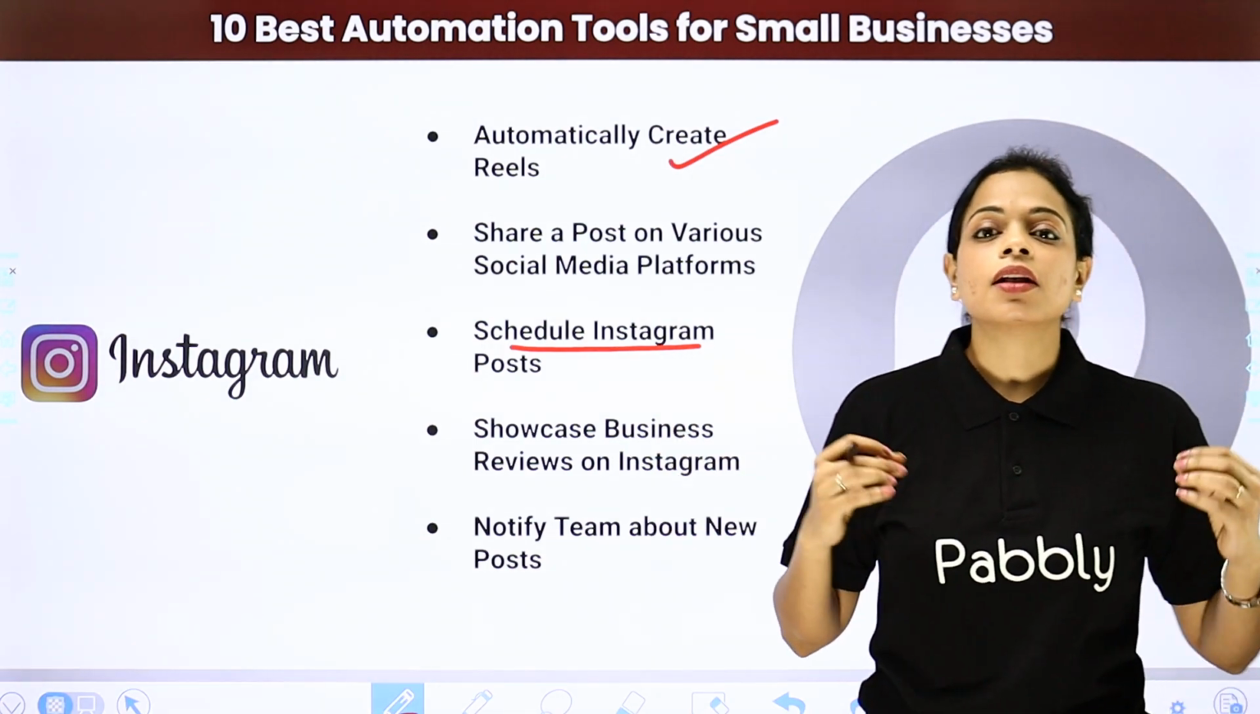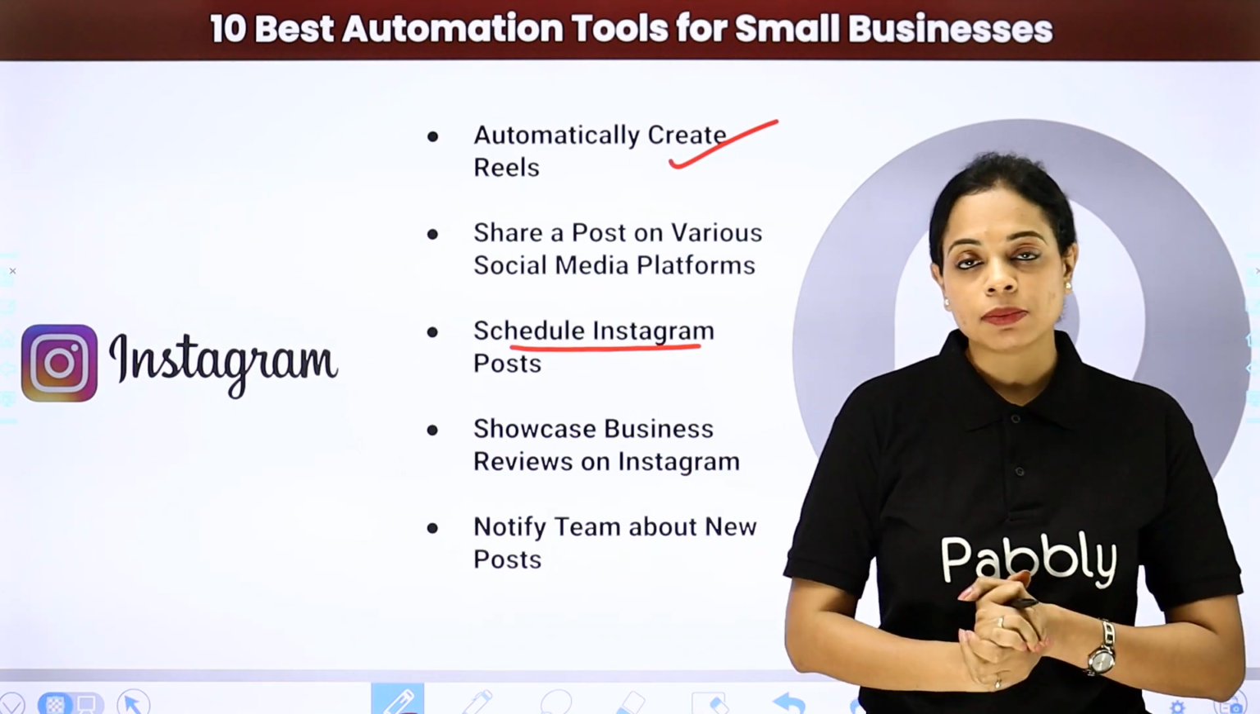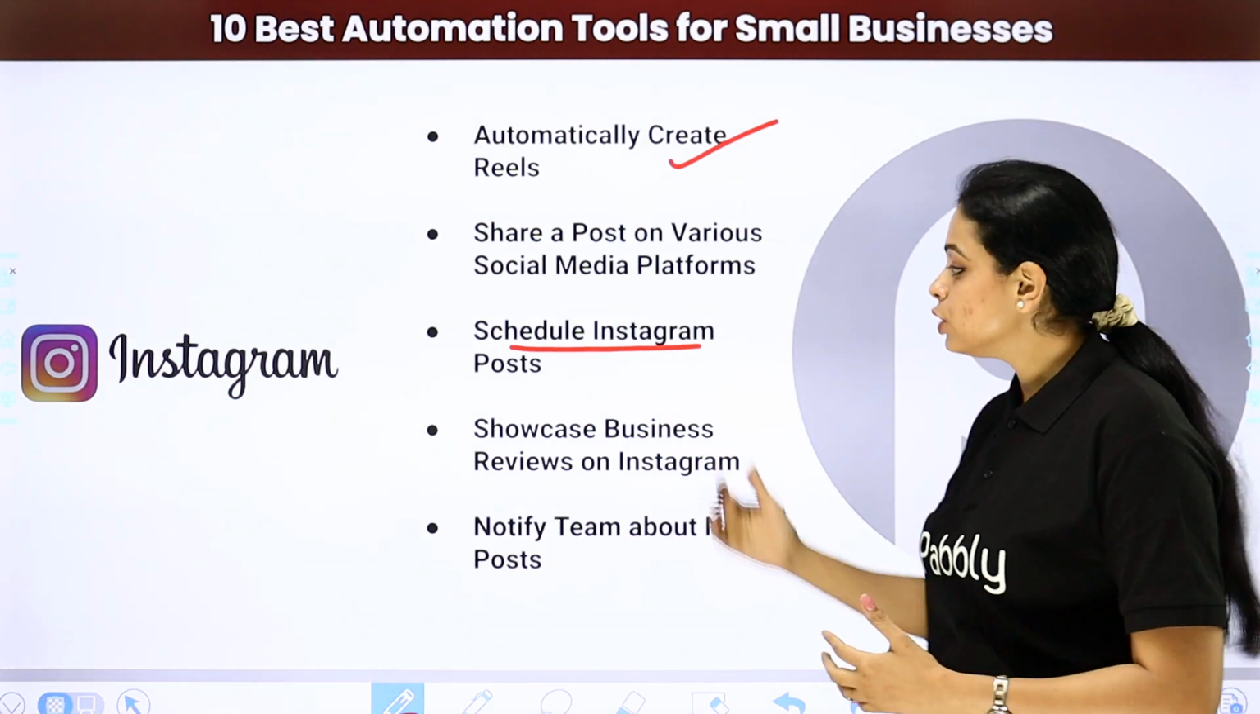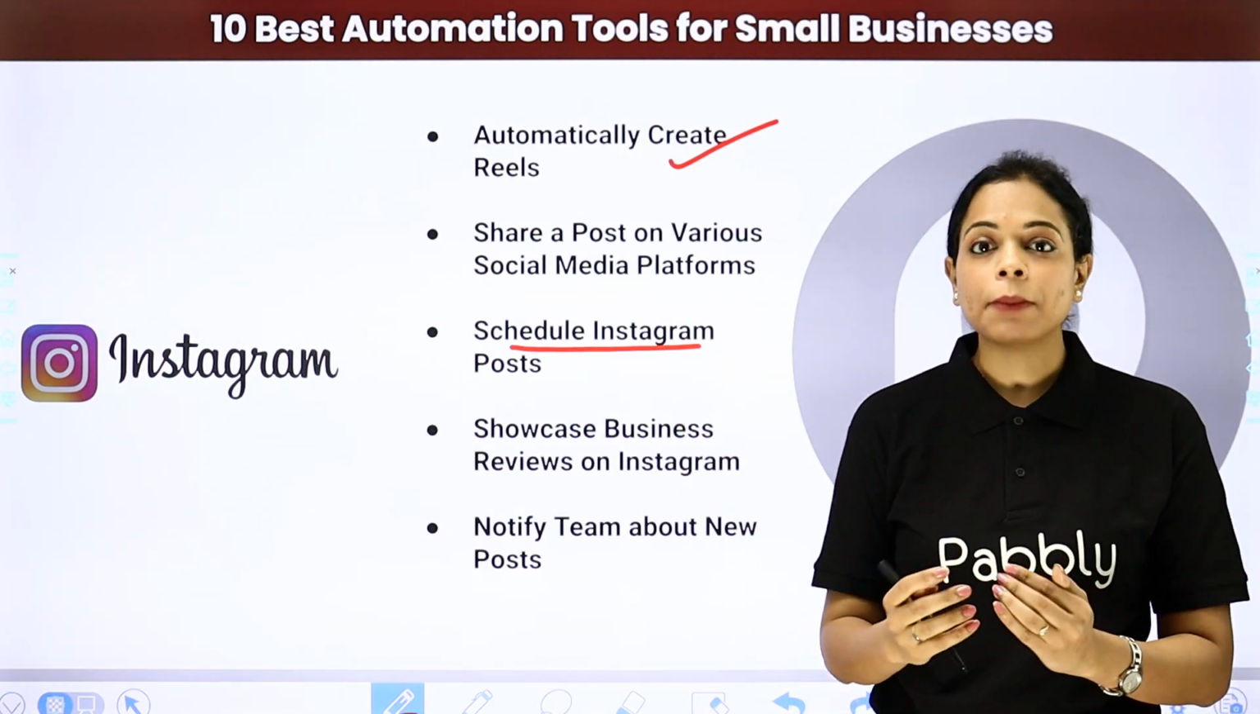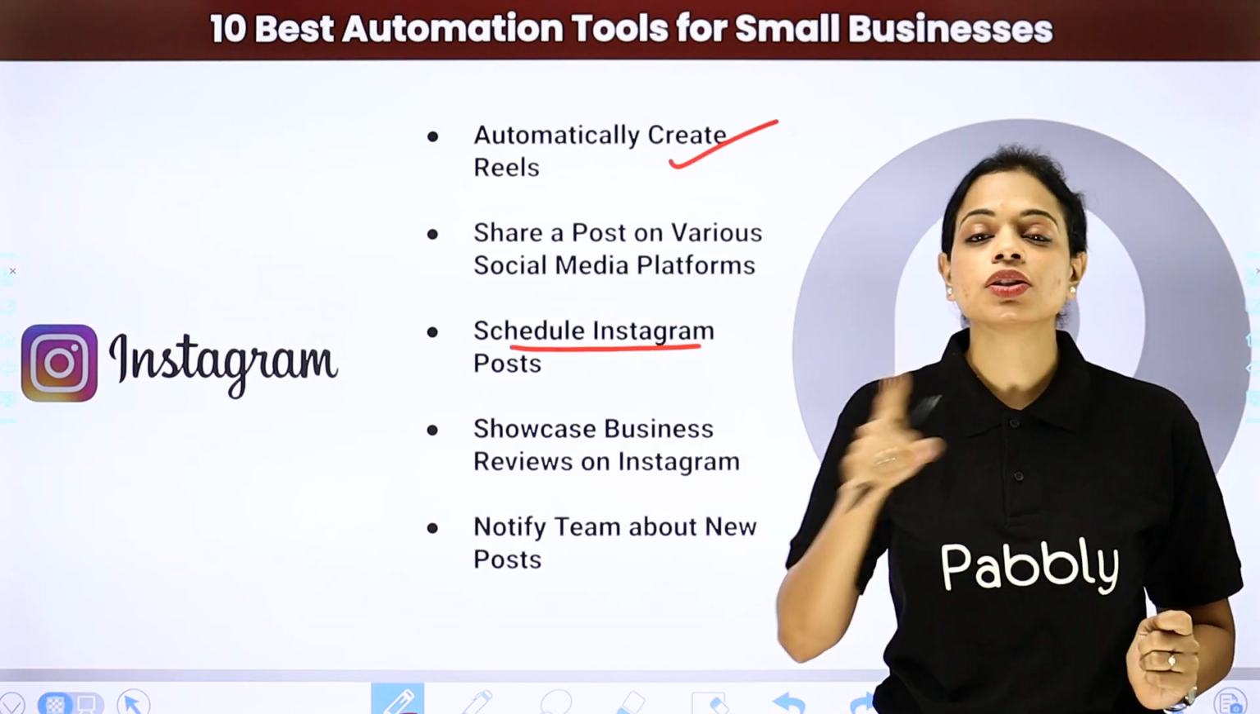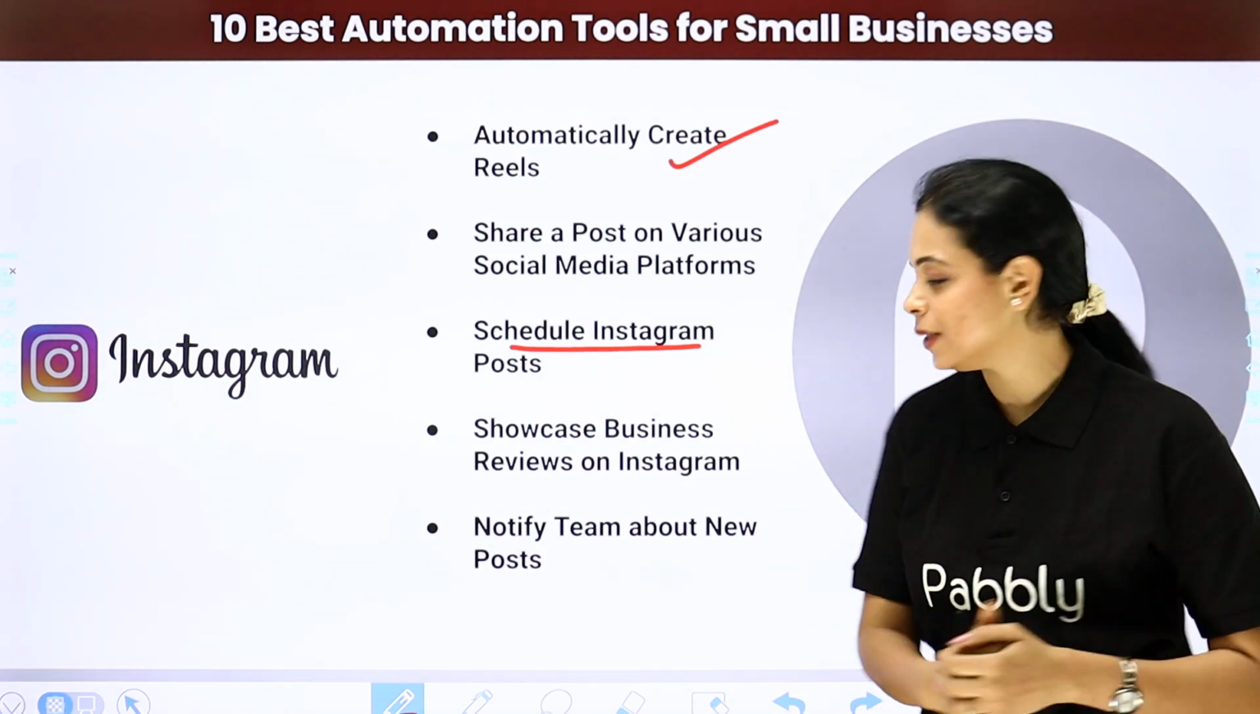The next one is showcase business reviews on Instagram. So people are literally promoting their products on Instagram these days. So you can showcase your reviews on Instagram, and here again you have set an automation. You don't have to do anything manually.